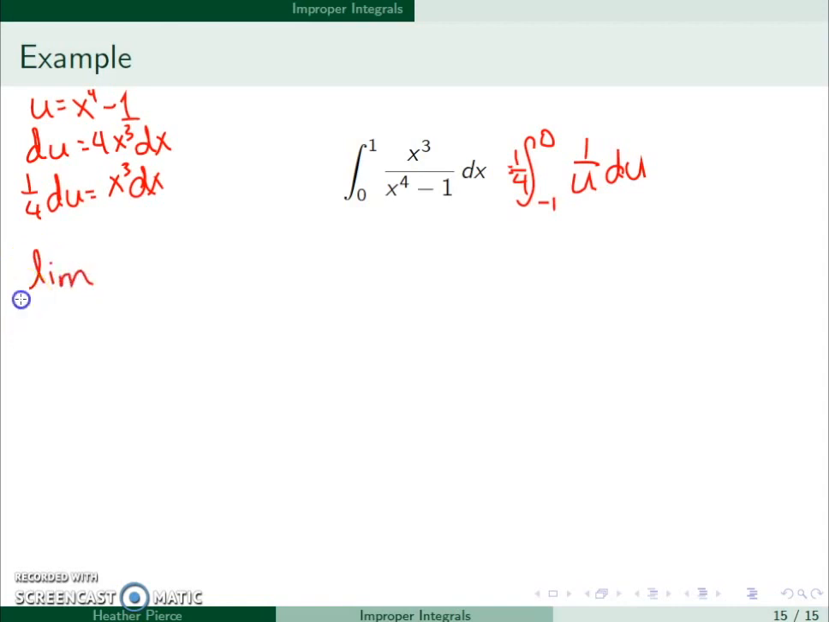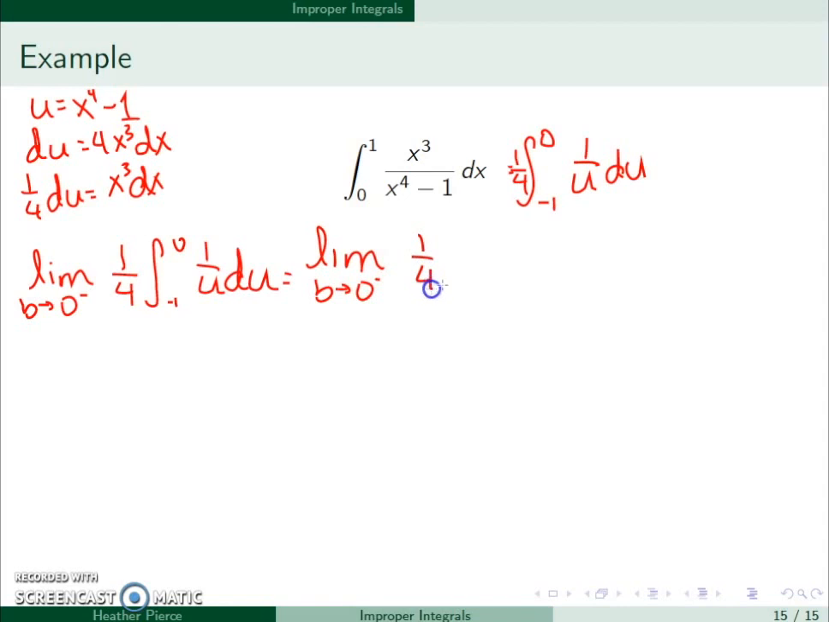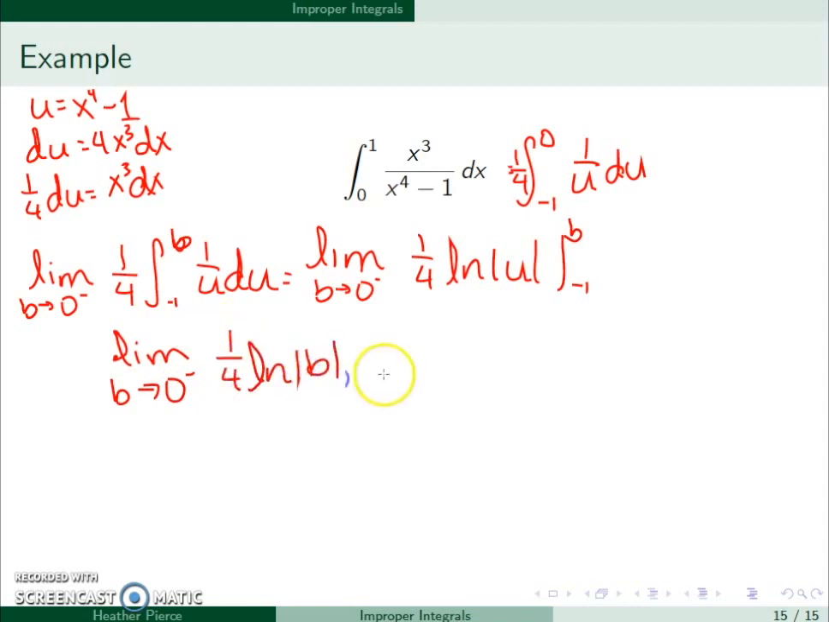So I have the limit as b approaches 0 from the left of 1 over 4 times the integral from negative 1 to 0 of 1 over u du. So this is the limit as b approaches 0 from the left of 1 over 4 ln of the absolute value of u going between negative 1 and b. So we have the limit as b goes to 0 from the left of 1 over 4 ln of the absolute value of b minus 1 over 4 ln of the absolute value of negative 1.